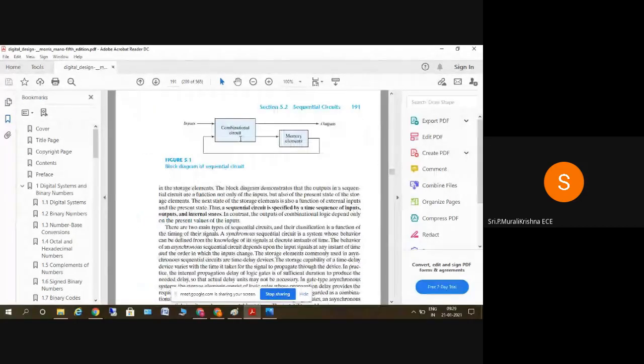So it includes the combination circuit plus, in the feedback path, we are using the memory elements here.